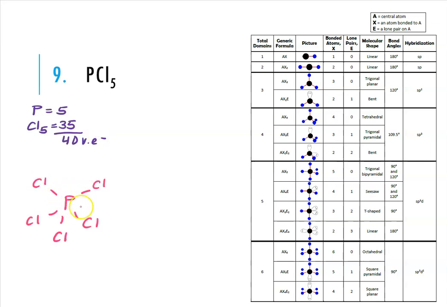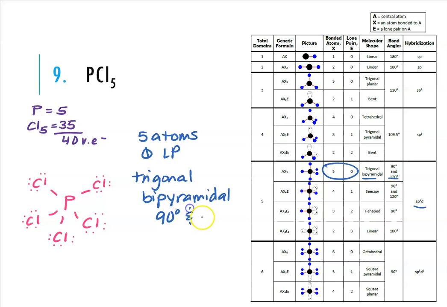All right, and then I have 2, 4, 6, 8, 10 electrons used, and counting up to 40. I've used all 40 valence electrons, so nothing needs to go on the central atom. So I have 5 atoms and 0 lone pairs. So 5 and 0 is trigonal bipyramidal. I have 2 bond angles, 90 and 120, so I put them both, and then hybridization is sp3d.